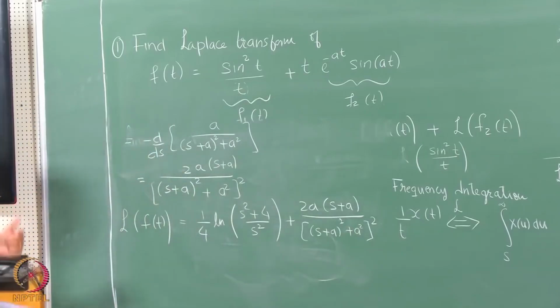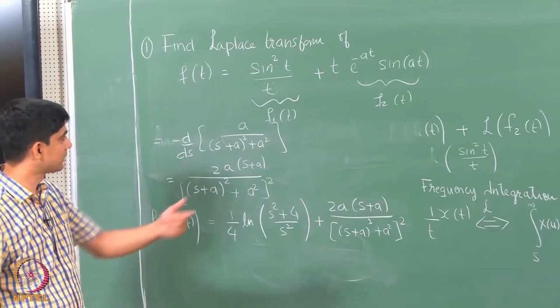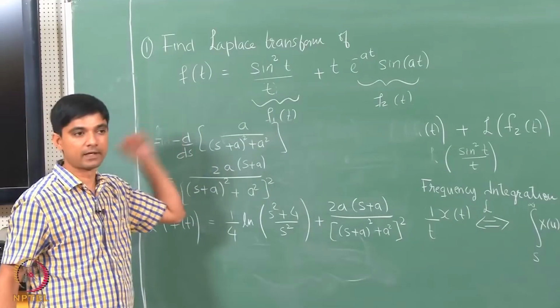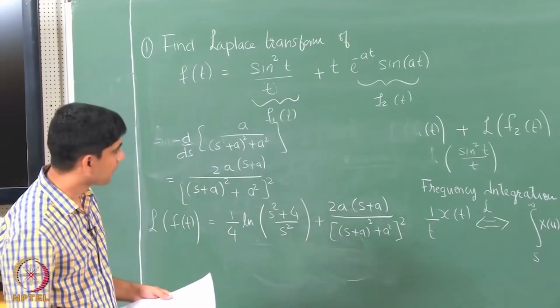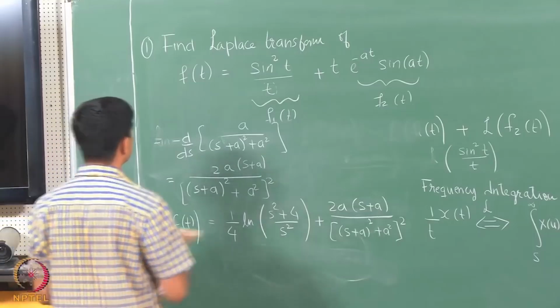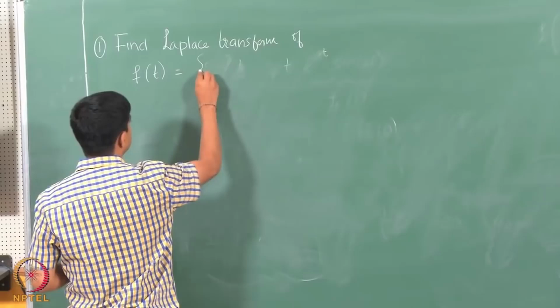Okay. So, this just illustrates that you are using the frequency integration, the frequency differentiation, frequency shifting, and of course, the linearity property, right. Okay. So, next if I have a signal, let us see f of t looks something like this, right.